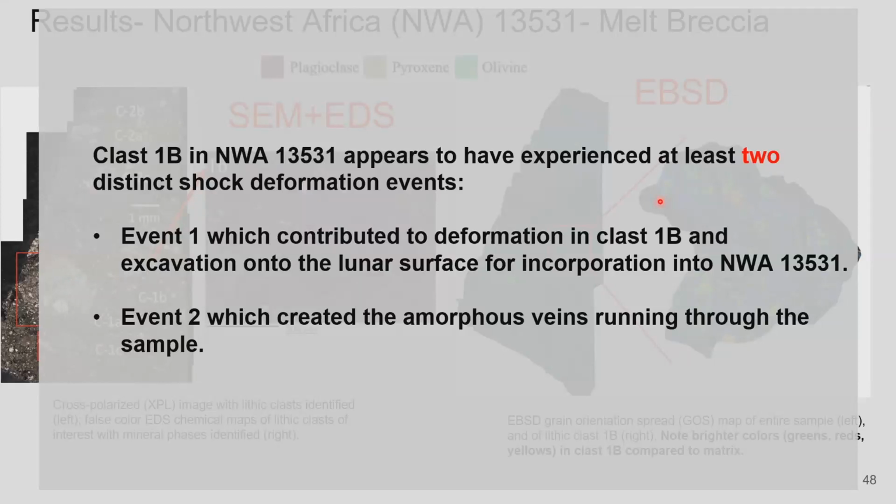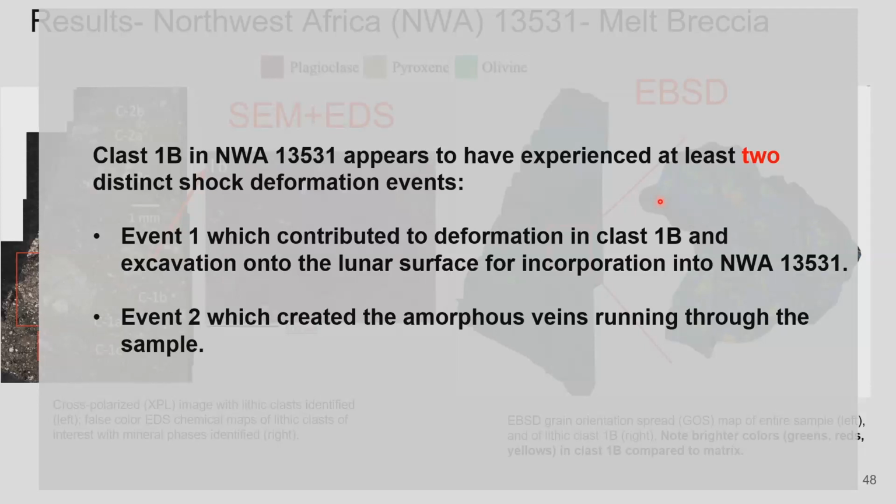So wherever it was initially on the surface of the moon, an impact struck, broke off a piece to form this clast and deformed it. And that clast landed somewhere on the lunar surface where it incorporated with a bunch of other clasts to form this meteorite. Then once you formed the meteorite, you had a secondary shock event, a secondary impact, which deformed that whole rock altogether and created the amorphous bands. And then you finally had the final impact event, which excavated it and got it into an Earth-crossing orbit.